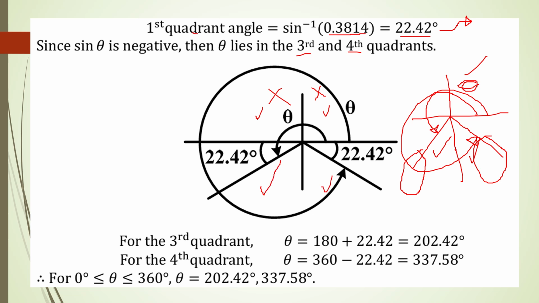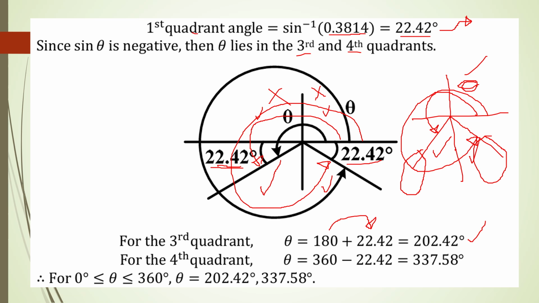So since our first angle was 22.42, for us to get an angle from here to here, we need to get 180 plus theta, and our theta was 22.42 degrees. We also get the angle in the fourth quadrant by simply saying 360 minus theta, and our theta is 22.42 degrees. Therefore, for the third quadrant, the first angle is going to be 180 plus 22.42, and the first angle is going to be 202.42 degrees.